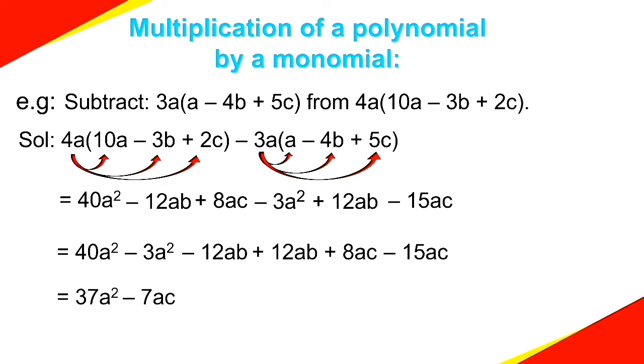So here what can we get? 40a² minus 3a². 40 minus 3, 37a². Here we can see minus 12ab plus 12ab. Both are the same, so they get cancelled. Plus 8ac minus 15ac. 8 minus 15, what can we get? Right, the negative term, that is minus 7ac.